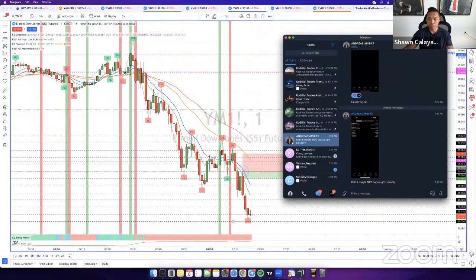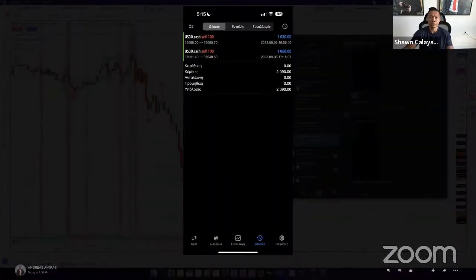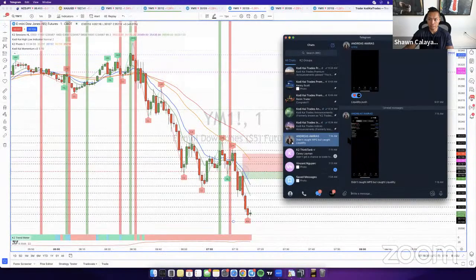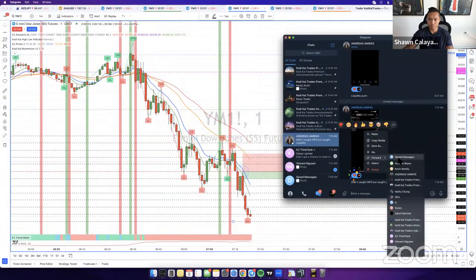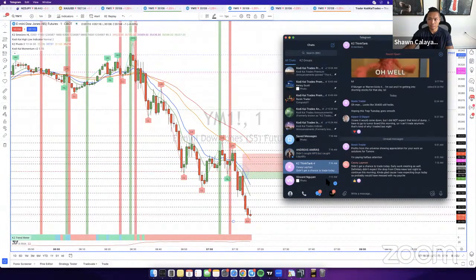So we got Andreas over here. He caught another trade. He caught the liquidity push. Total profit of 2,090 for the day, all wins. Nice work letting them run to full TP, Andreas. So Andreas let that trade run and he got straight to his full TP. So great work right there, Andreas.